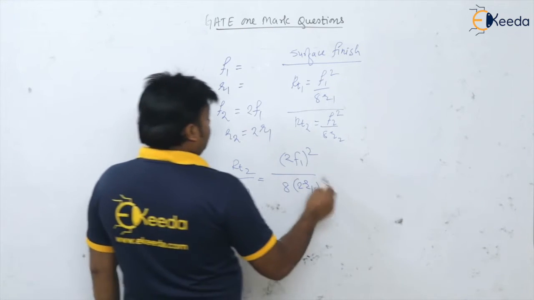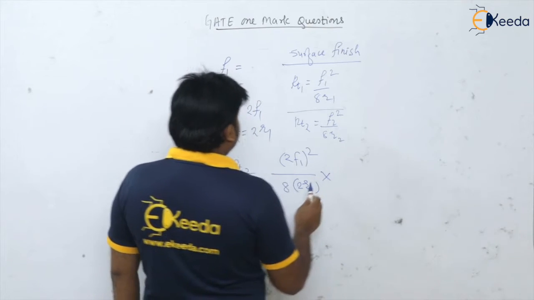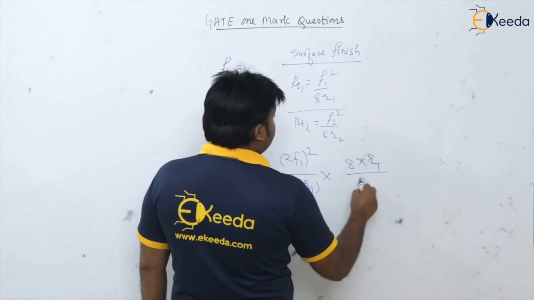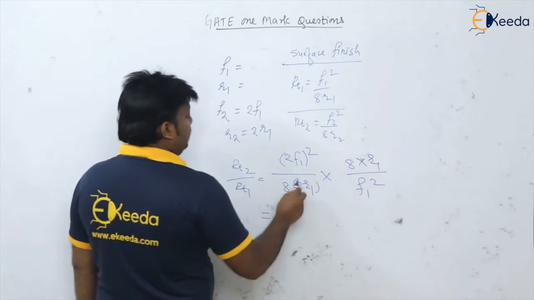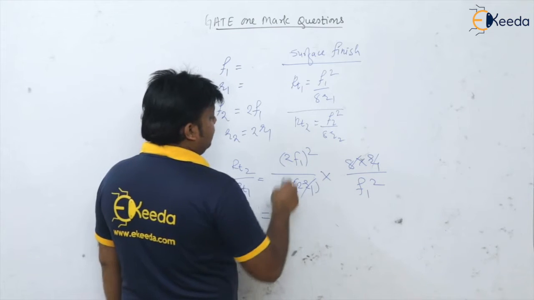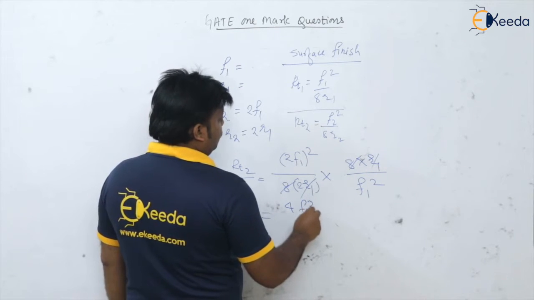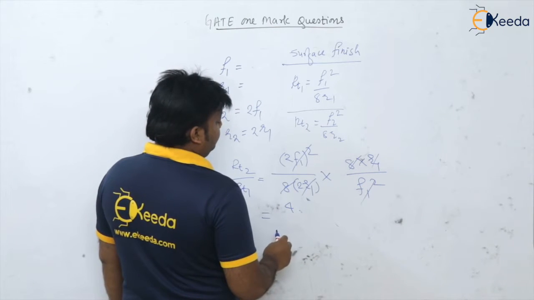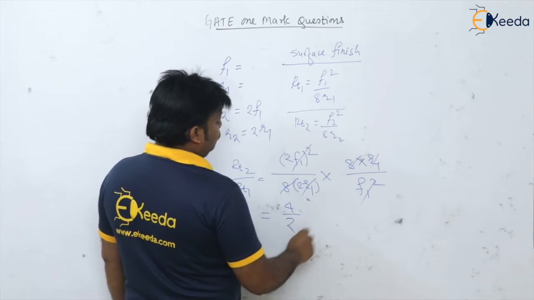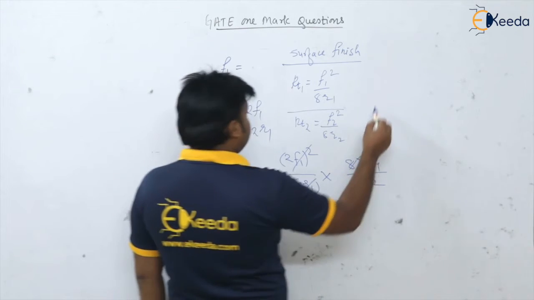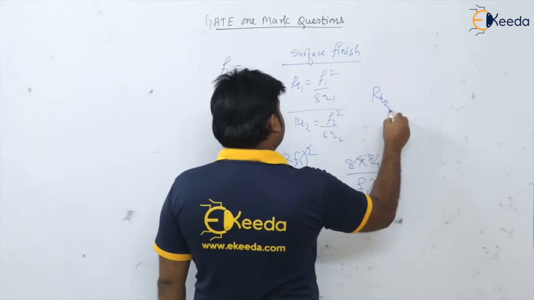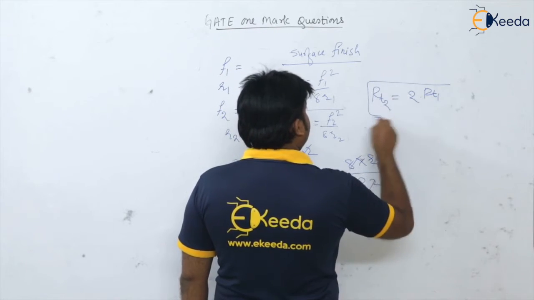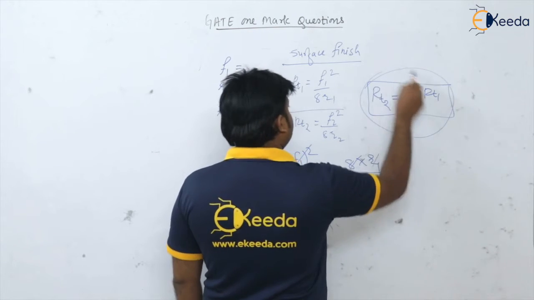Into this, the original will be 8 times R1 divided by F1 square. So 8 gets cancelled, R1 gets cancelled. This is 4 F1 square, so F1 square also gets cancelled, divided by 2. So this is 2. So the surface finish value in the second case will be 2 times the surface finish value in the first case.